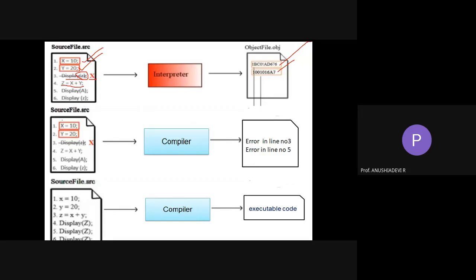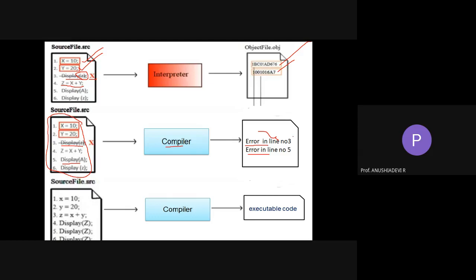What is meant by a compiler? In C language and C++ language, we use a compiler. The compiler goes through the full program. If there are errors in our program, for example here there are two errors, one in the third statement and another in the fifth statement. Z is declared after the third statement, and there is no variable A here. So we have two error messages. It shows all the errors available in that program, and only after correcting all the errors will it convert the program to object code.